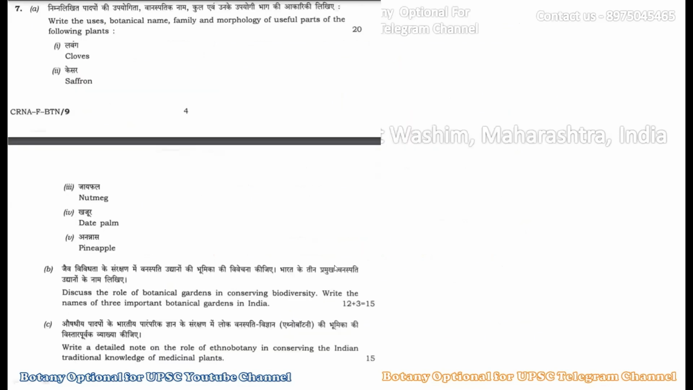Now consider the next question, which is the seventh question, which is again divided into three sub questions A, B, and C. See, in the first question, how it is split into different parts, right? Write the uses, the botanical names, the families, and the morphology of the useful parts of the following plants. The first plant is clove. You have to write down its uses first, then second the botanical name, third the family, and fourth the morphology and which part is economically useful. For writing down these five parts, you will have the complete marks.